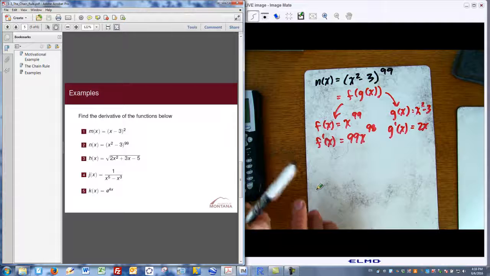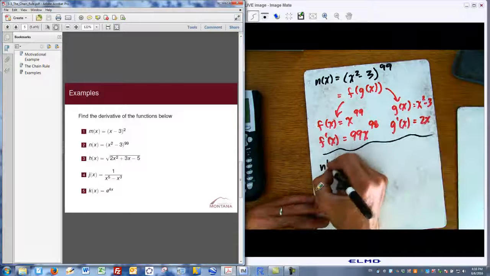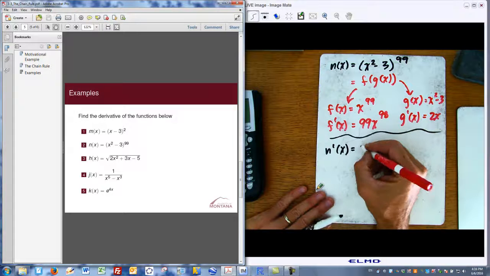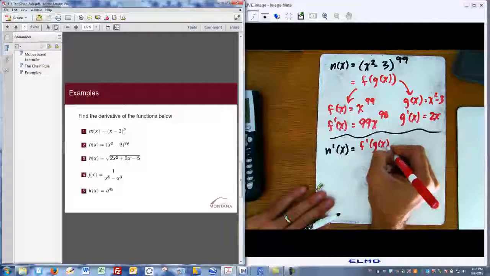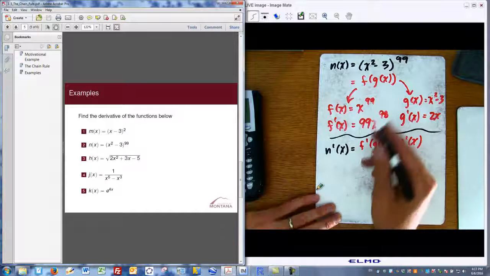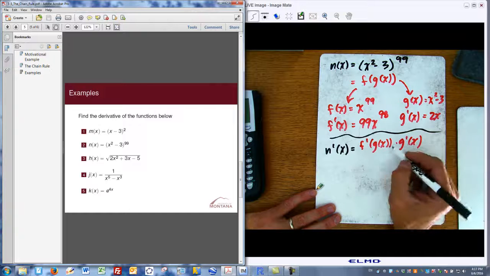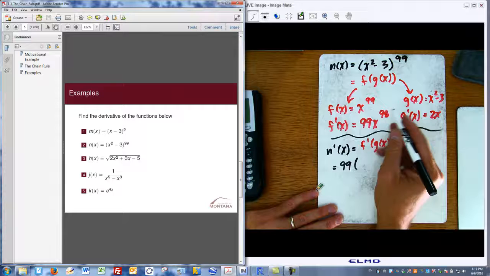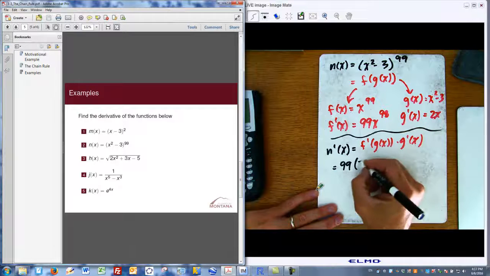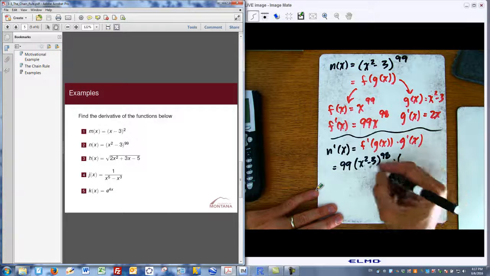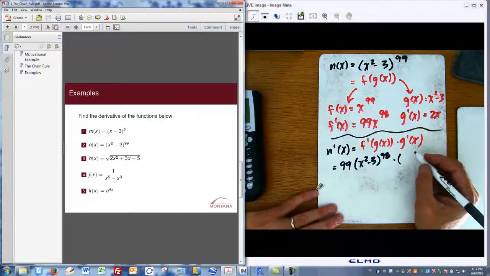Okay, so now that we have those pieces, we're set to go for the chain rule. N prime of x is going to be, well, we're going to apply the chain rule here, f prime of g of x times g prime of x. When I apply the chain rule, it's simply a plug and chug from these parts and pieces up here. F prime of g of x: f prime is going to be equal to 99 times x to the 98th, but x is in this case g of x, so it's x squared minus 3 to the 98th power, times the derivative of the inside function, which is g of x here, it's just 2x, and that would be your derivative.